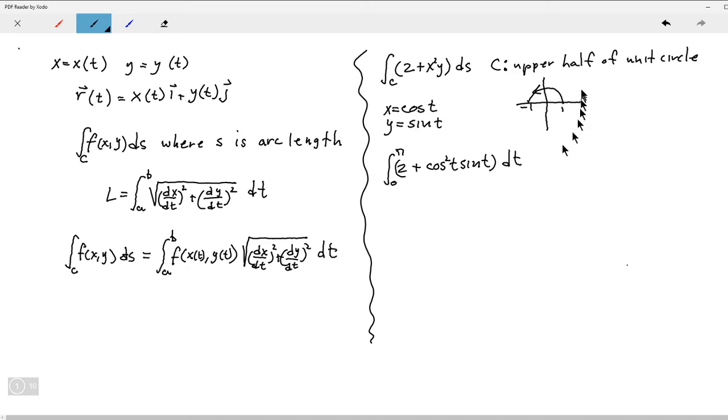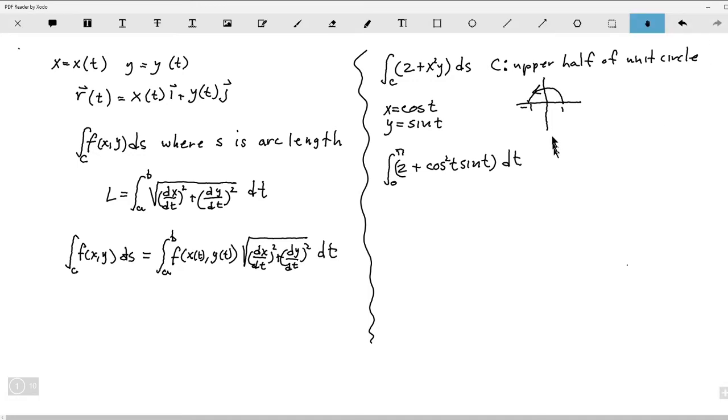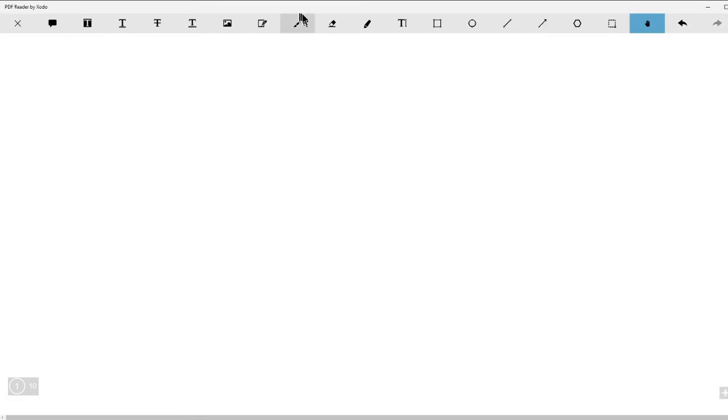Now, our path does not have to be singular like this. We could have a path that's piecewise. So if my C is a piecewise smooth curve, we can split the integral up as C is split up. Let's take a look at what that's going to look like.